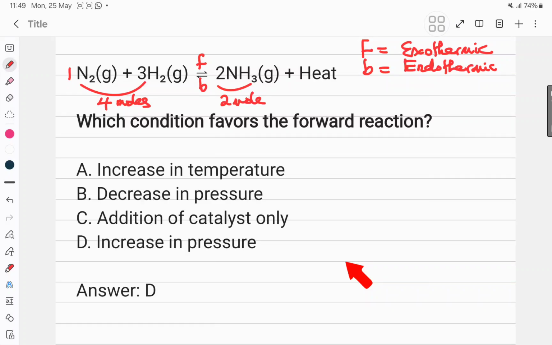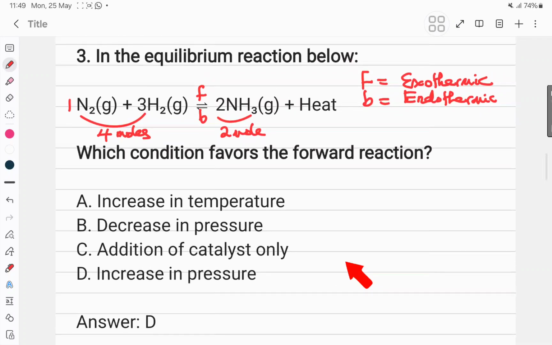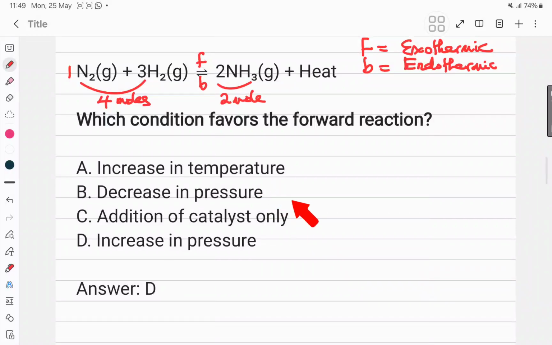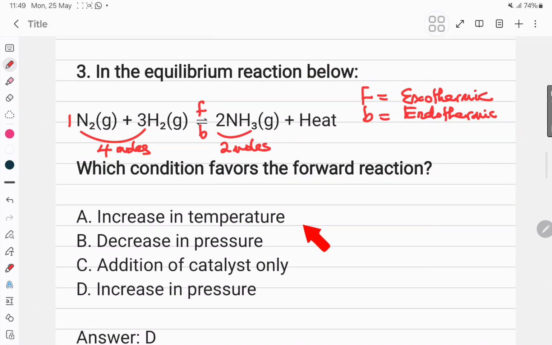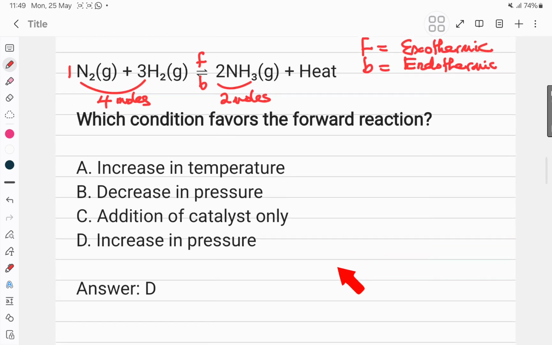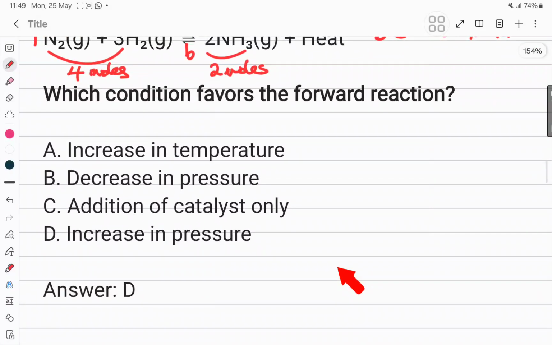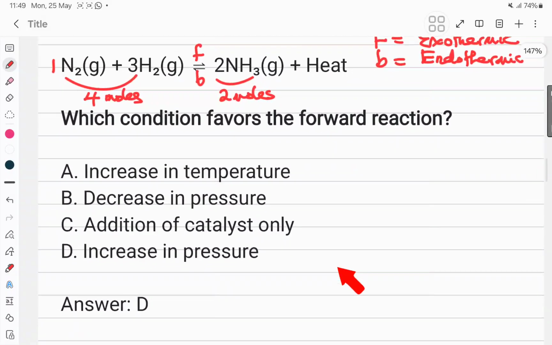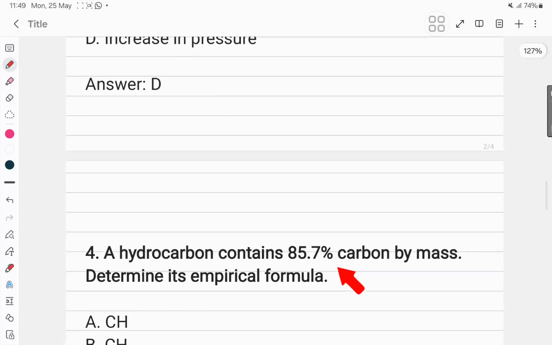So the condition that will favor the formation of ammonia, according to this equation, is an increase in pressure. When the pressure is increased, the equilibrium position will shift to the side where the total number of moles of gases or volume of the gases is lower. So at higher pressure, equilibrium will favor the side where we have the lower volume or lower moles of gases. So the correct answer here is D. Increase in pressure will favor the forward reaction. So the option is D.